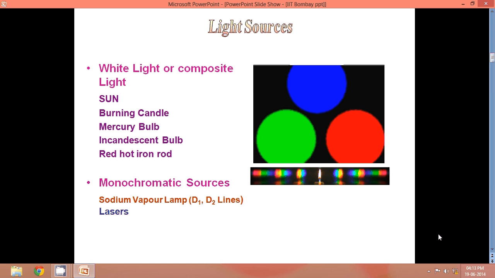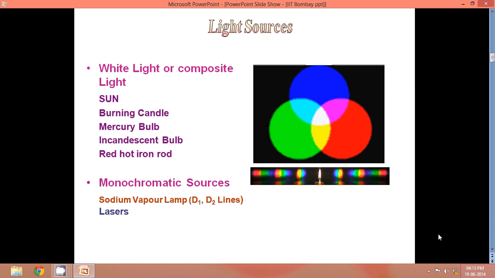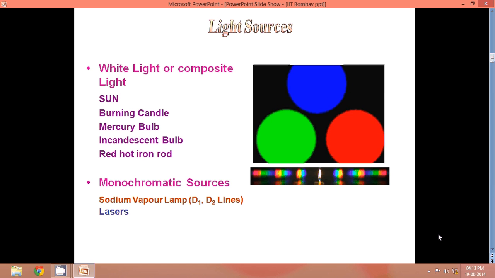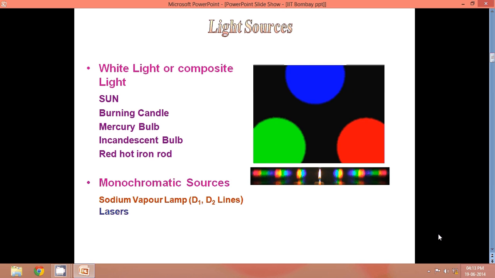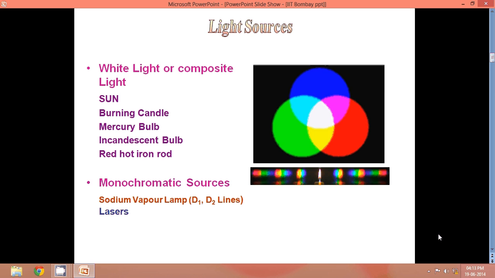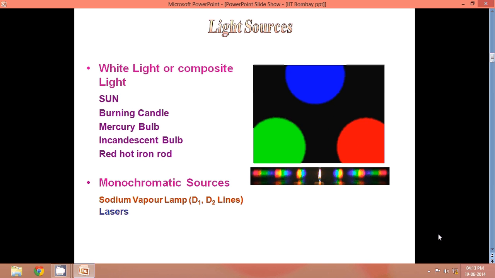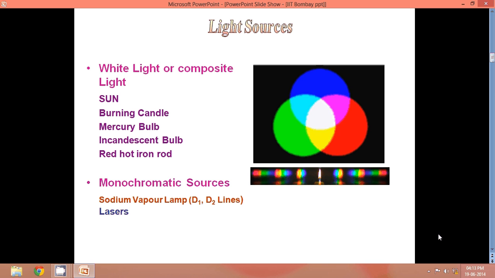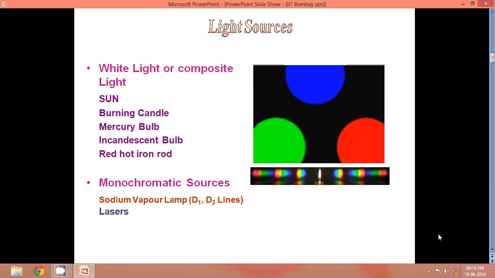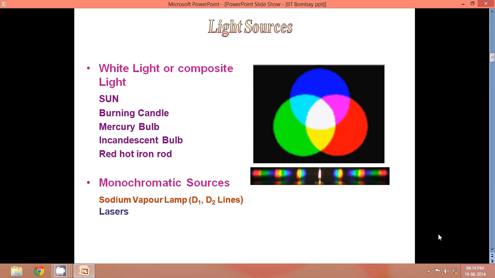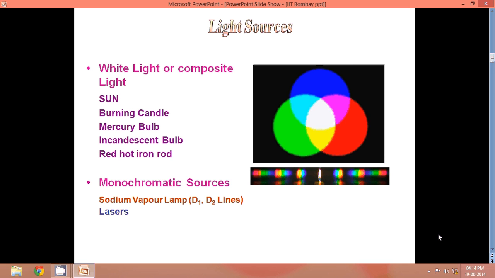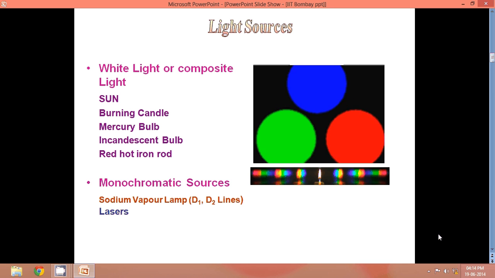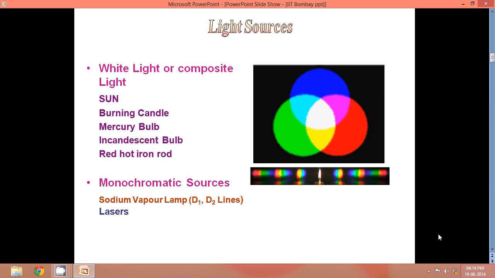Sodium vapor lamp, even though it consists of two lines D1 and D2, looks on average yellow with a wavelength of 5893 Angstrom units. But lasers, on the other hand, are purely monochromatic and they show high spectral purity. This property makes lasers an advantage in various applications.